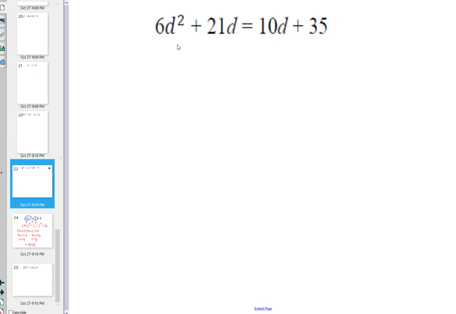First step: make it equal to 0. But how many terms do we have here? 4. So there are 4 terms we're going to have to put on the same side. In order to keep the lead one positive, I'm going to have to move these to the left.